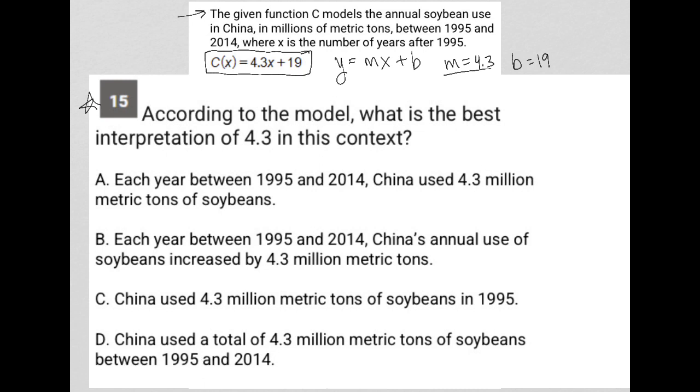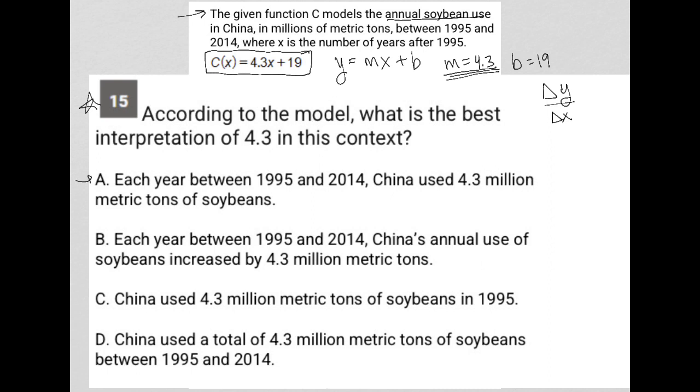Question 15 here says, according to the model, what is the best interpretation of 4.3 in this context? Well, we know that it's the slope, right? I've identified that already. But what would slope mean in this context? Slope always means change in y over change in x. So for us, the y value has to do with the annual soybean use. So the change in soybean use over x, the number of years, so per year. So increase or decrease in soybean use per year in China. So that's what our interpretation should be.